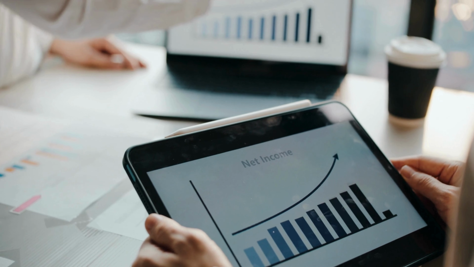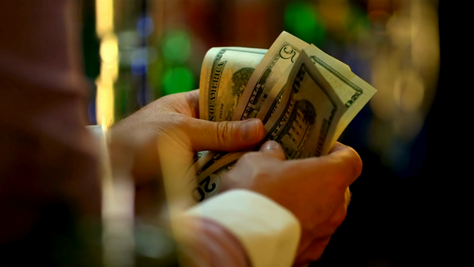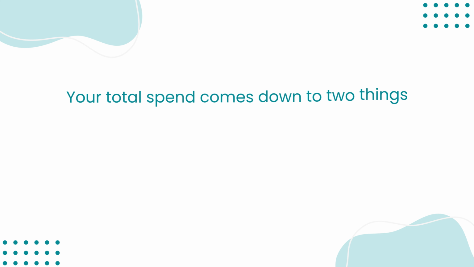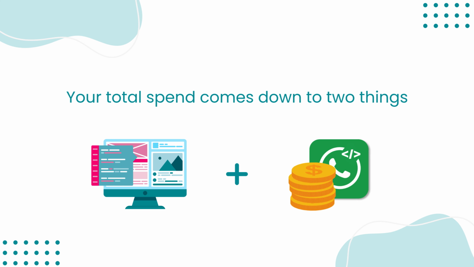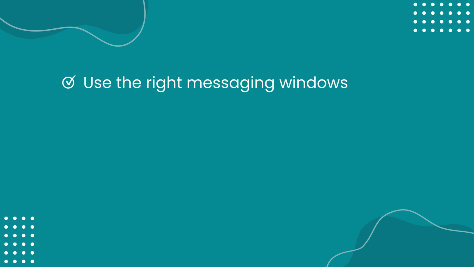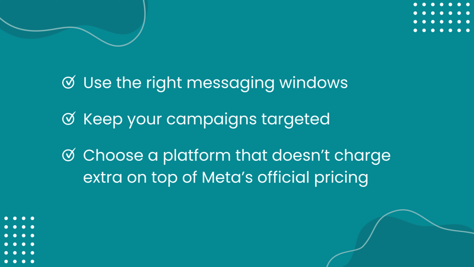So, to sum it up, WhatsApp marketing can be a powerful channel, but only if you understand what you're paying for and how to control those costs. Your total spend comes down to two things: your platform charges and the per-message rates from the WhatsApp API. The key is to use the right messaging windows, keep your campaigns targeted, and choose a platform that doesn't charge extra on top of Meta's official pricing.